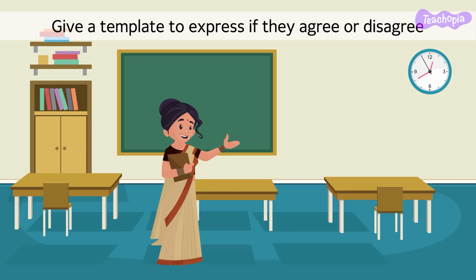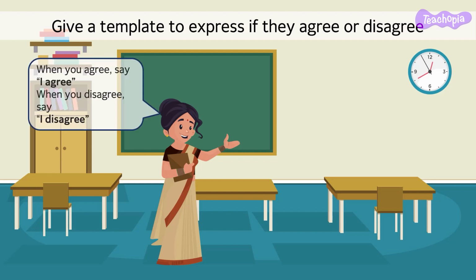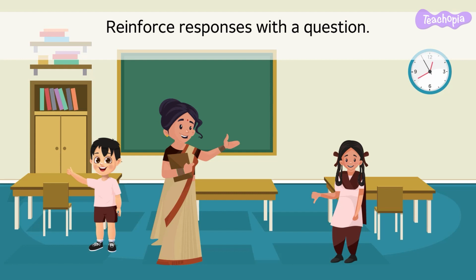After a few rounds, give them a speaking template to express if they agree or disagree with you. When you agree, say, I agree. When you disagree, say, I disagree. Ensure they are responding to you as you say the sentence. Reinforce it with a question.